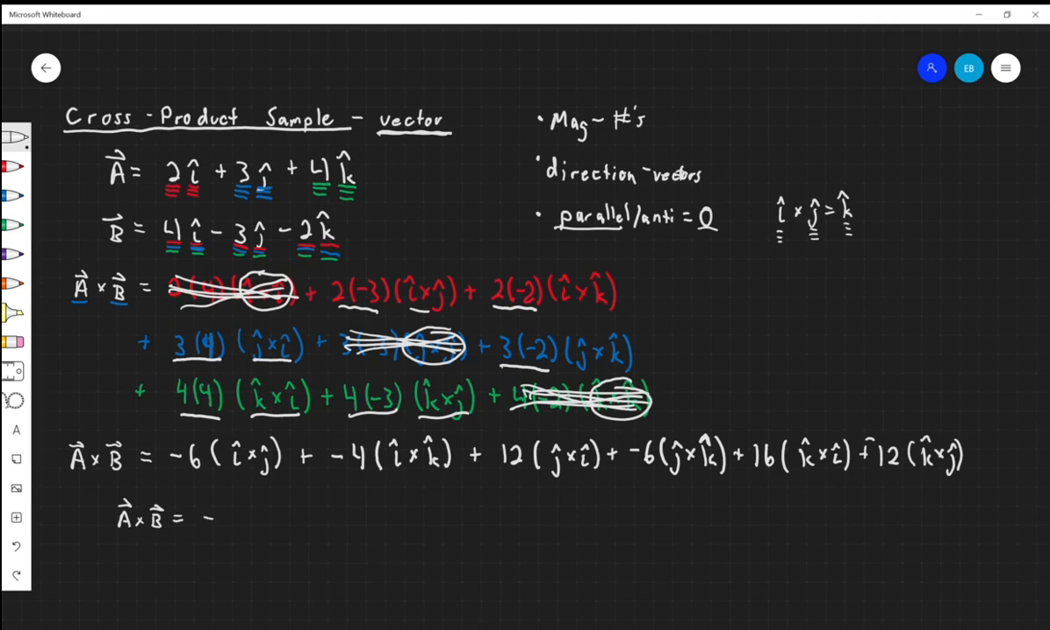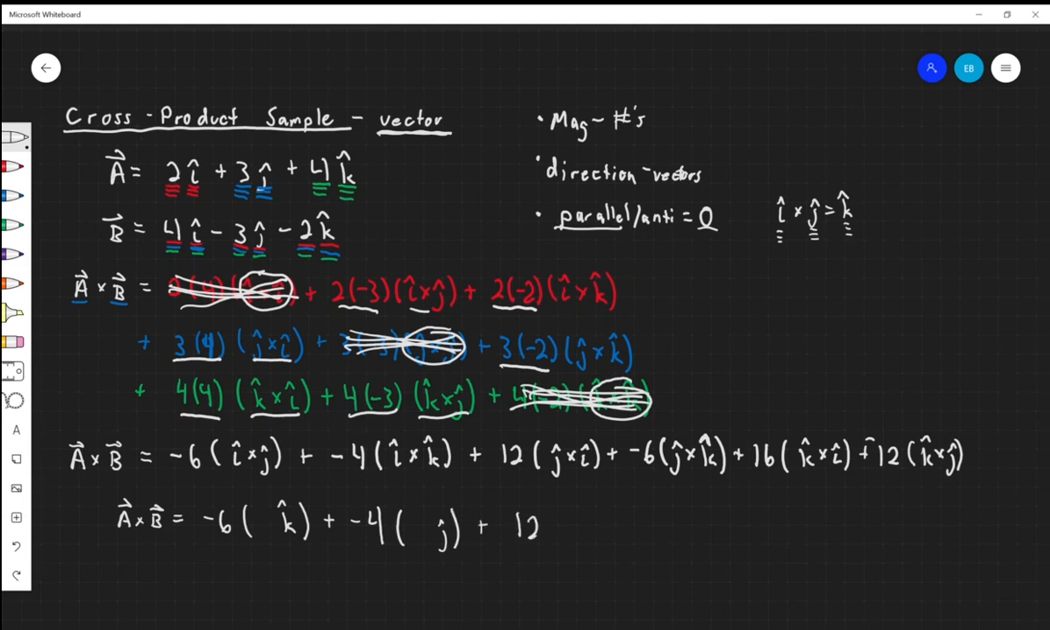So this negative 6 just keeps coming. i cross j. I have the vector i, I have the vector j, so I have to get the third vector out of this. I have to get the vector k. The question is, is that going to be positive or negative? And we'll show you how to figure that out in a moment. So I'm just blindly writing these things down. No real thought going into this. Plus a negative 4, i cross k. The third vector I'm missing is j. We'll figure out if that's positive or negative.